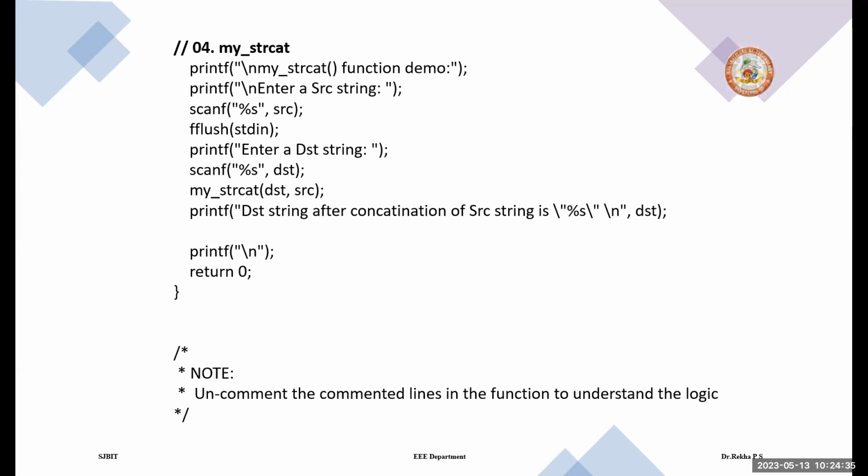Then I'm concatenating these strings by using this function, my strcat. This is not a built-in function. It is my own defined function. I have implemented this. DST and SRC, two parameters I'm taking as arguments to the function, and I'm actually concatenating. So the DST string after concatenation of the SRC string will be here, that I'm printing.